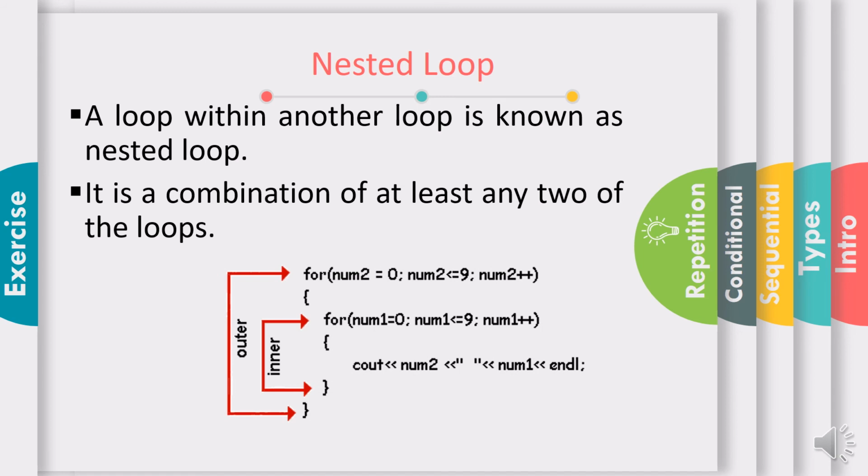This is the example. Here you can see that we have used two for loops. The first for loop is known as the outer loop, the second for loop is known as the inner loop. For each value of the outer loop, the inner loop will be executed completely.